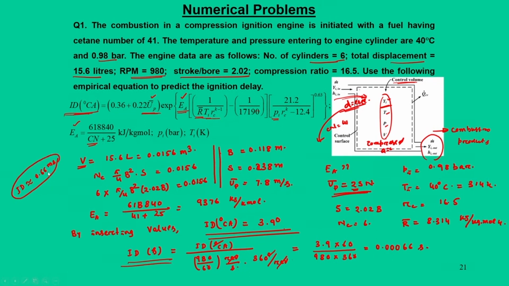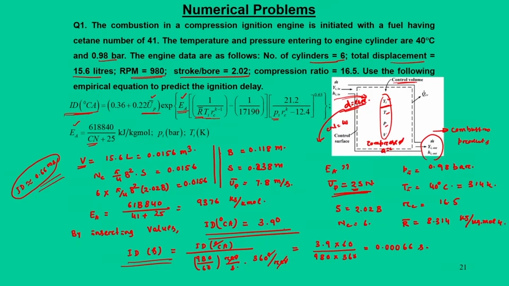So, when such a model is applied to a fuel, the ignition delay defines the time difference between the time of injection and the time of combustion, and in this case it is 0.66 milliseconds. So, with this I conclude.